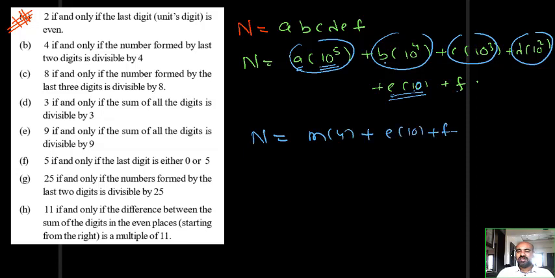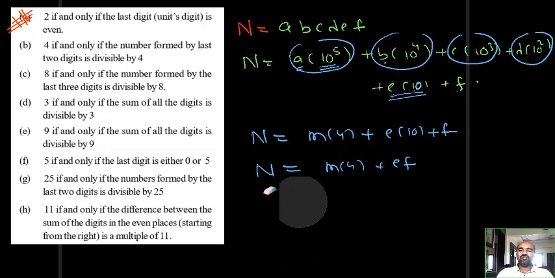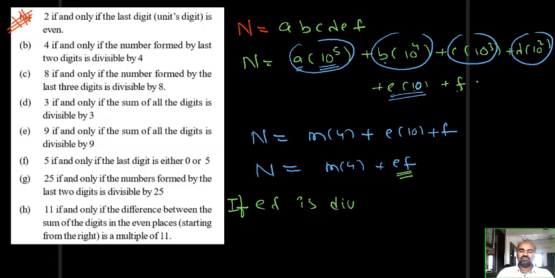In other words, n equals a multiple of 4 plus ef, a 2-digit number. How can I write it? 10e plus f only, in base 10. So e times 10 plus f can be written as ef, a 2-digit number. If this ef is divisible by 4, the total number is divisible by 4. I will write: if ef is divisible by 4, then n is divisible by 4.